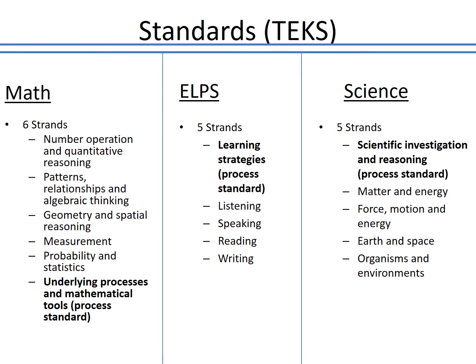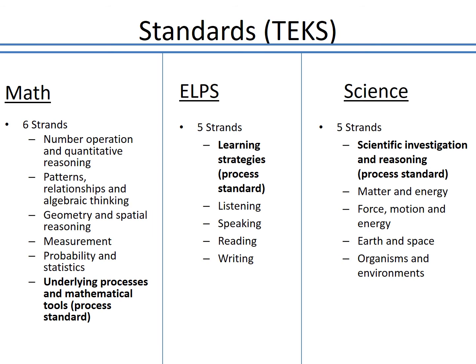So let's take a closer look at the ELP standards. I put it side by side with the math and science standards, and you can see in math there are 6 strands. We have number operation, patterns, relationships, geometry, measurement, probability, and we also have a process standard called the underlying process and mathematical tools.